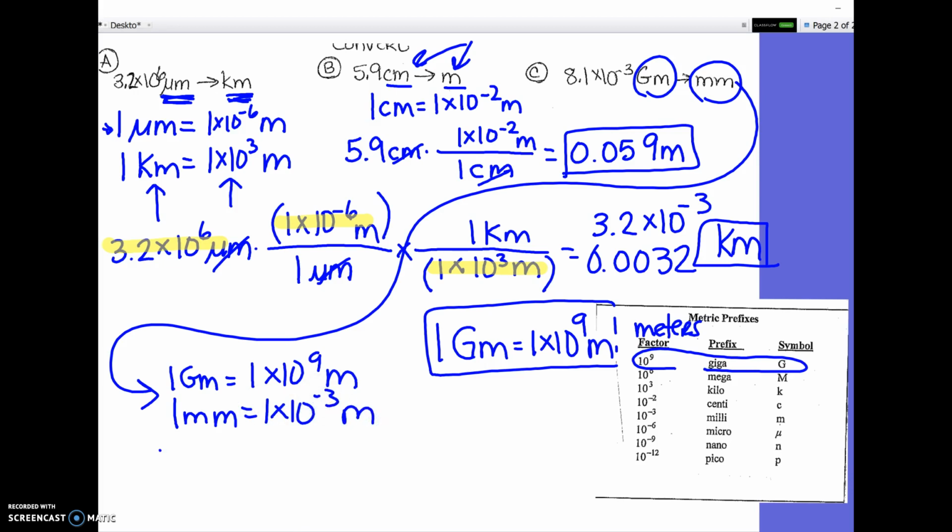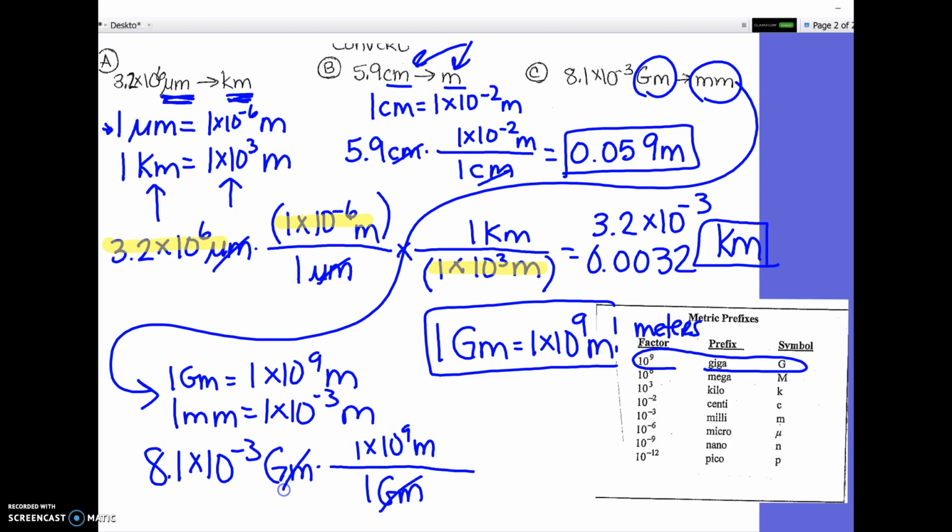And now we can use our dimensional analysis. So again, 8.1 times 10 to the negative 3 gigameters times our conversion factor. We want giga on the bottom, 1 times 10 to the 9th meters on the top. Giga will cancel. Now we want to get rid of meters. So 1 times 10 to the negative 3 meters on the bottom is 1 millimeter on the top. Meters will cancel. And in your calculator, you would do 8.1 times 10 to the negative 3 times 1 times 10 to the 9th equals whatever, divided by 1 times 10 to the negative 3.